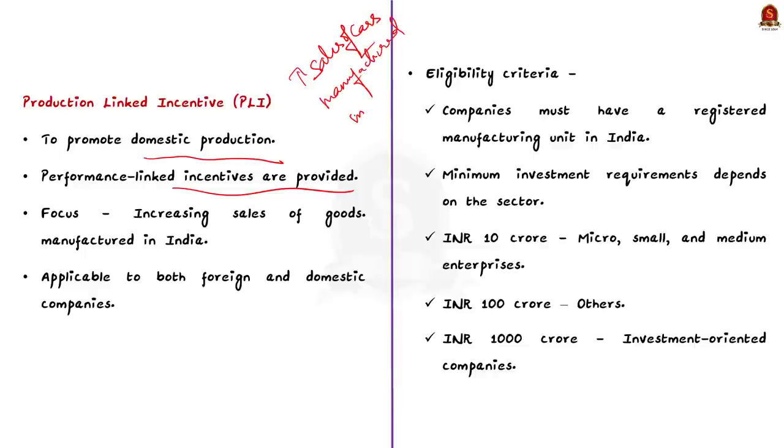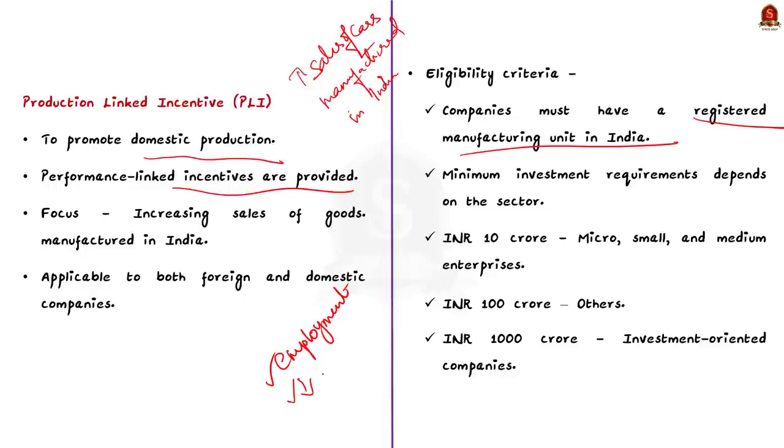This encourages companies to produce more vehicles domestically. So this will not only boost employment opportunities but also reduce the country's reliance on imported automobiles. The eligibility criteria for availing the PLI scheme differ across sectors. To be eligible, companies must have a registered manufacturing unit in India.